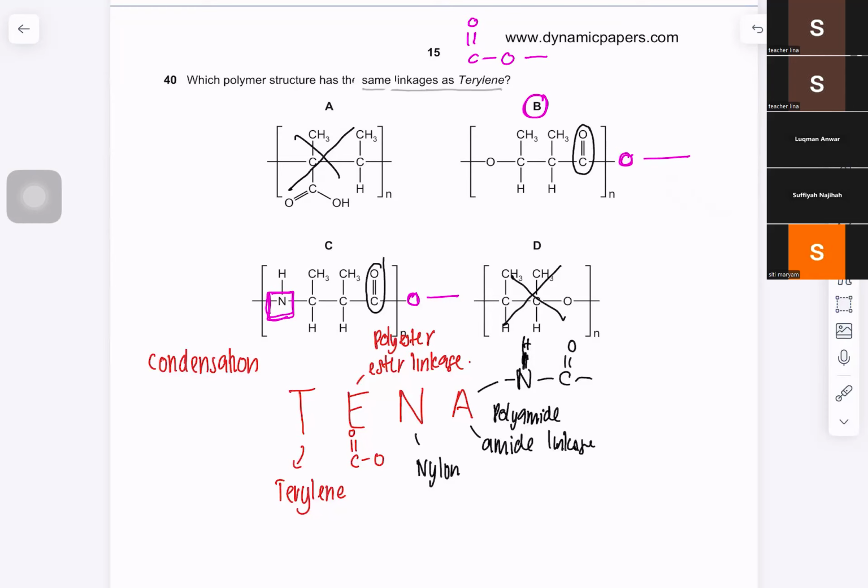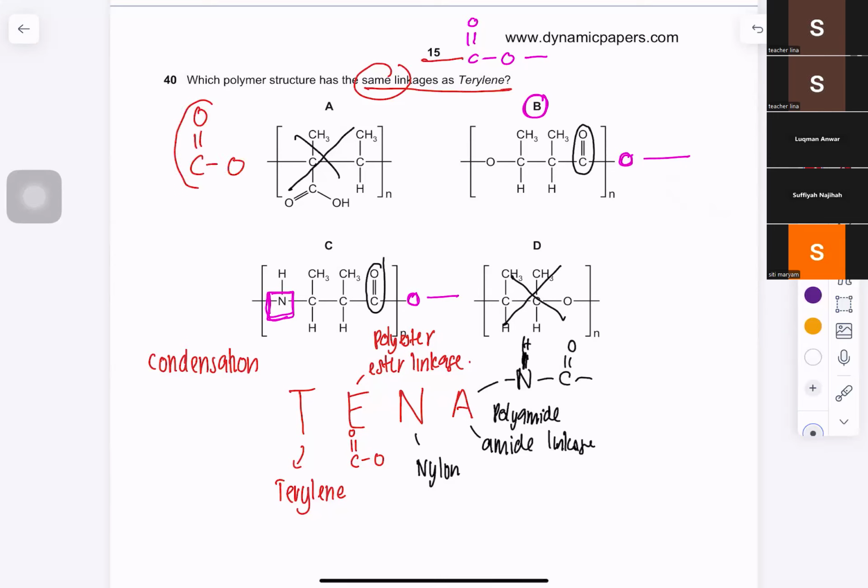Kalau dia kata same linkage with pteryline, dia no nitrogen. Pteryline no nitrogen. So pteryline cuma ada carbon and hydrogen and oxygen. So they say that same linkage dengan pteryline. Teacher cancel A and B, you tahu kan, because dia tak ada C double bond. Oh, dia tak ada this one.